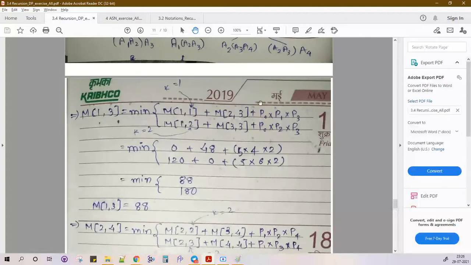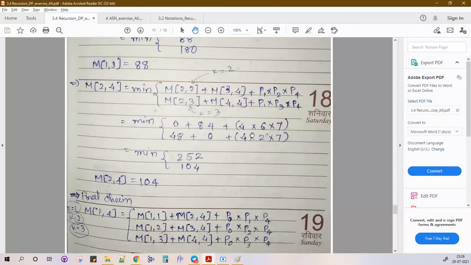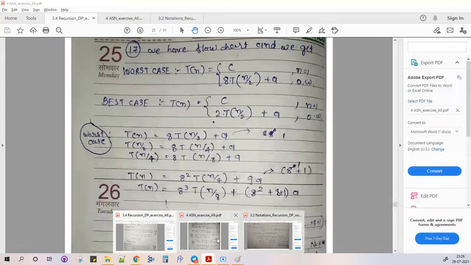This matrix multiplication, this book is already there, so feel free to solve it. And if you have any problem, you can refer to this. 3.4. I just renamed everything for subject 1 in Drive also.